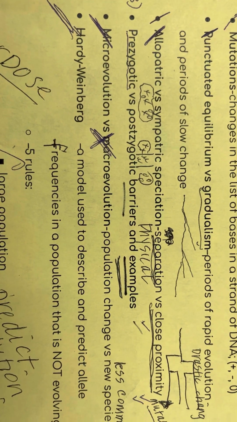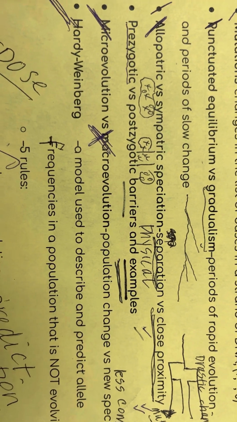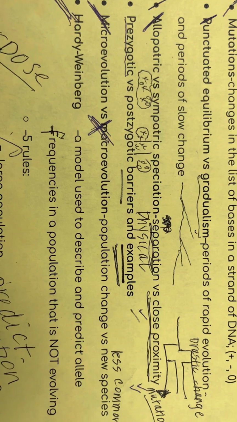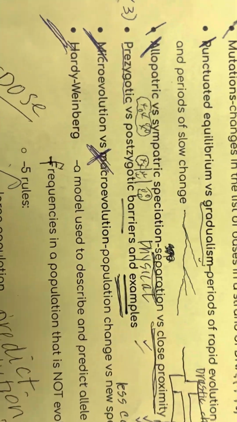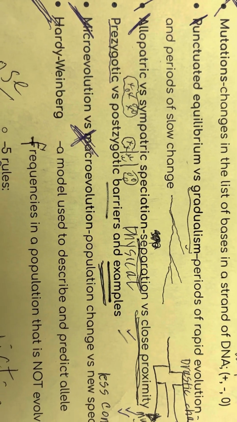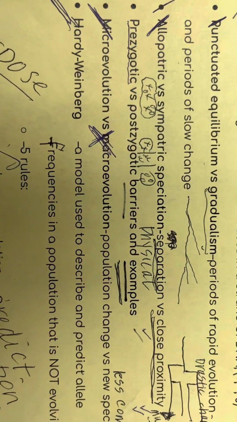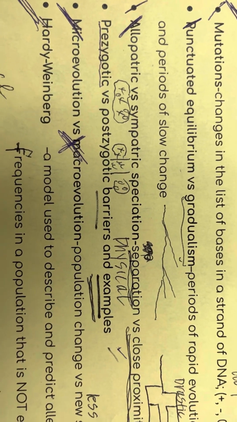Prezygotic and postzygotic barriers, remember, those are the ones that are keeping species apart. You should know some examples, like prezygotic includes different kinds of isolation, like living in different areas, your body parts working differently, and not being able to get together.